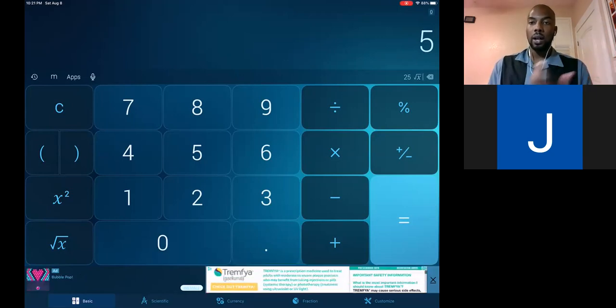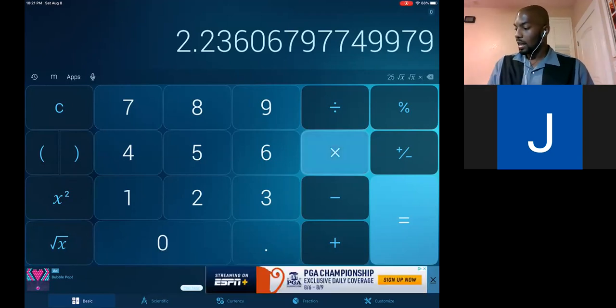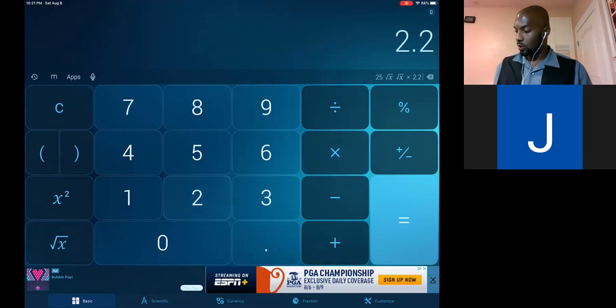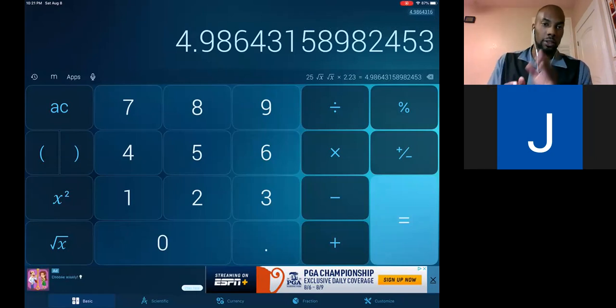Now, if I want to continue going, I could press that button again. That would give me the square root of the square root of 25. This is the second square root of 25, also known as the square root of 5. And that is 2.236067977429979, and it keeps going. If I multiplied that number by 2.23 and so on, it would get me very close to 5. Now notice I didn't get all the way to 5 here because I didn't type in the entire thing, so I would get a little shy of it.